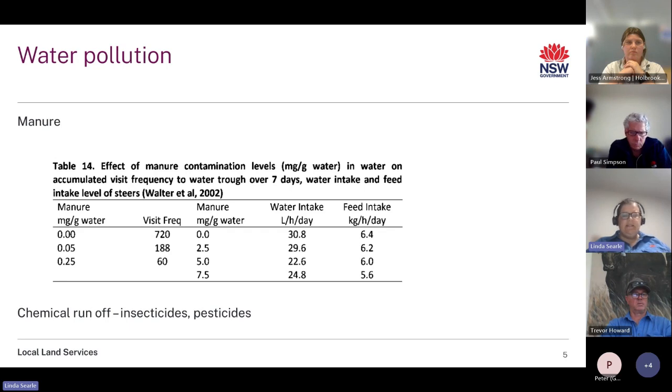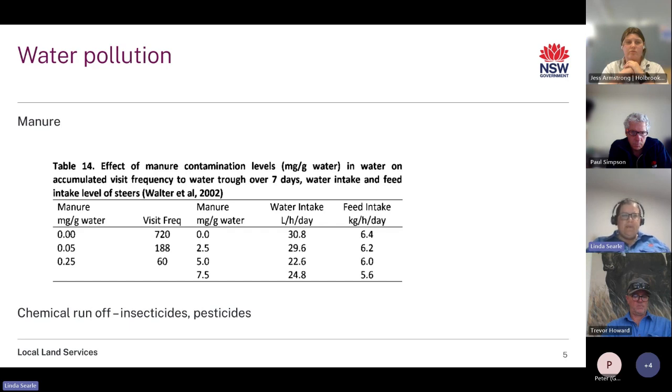So this is your insecticides and your pesticides, something that you might be spraying around the crops. Think about, is that actually going to end up in the water? And whether or not that actually has a health impact on the livestock, it could have a chemical residue impact. So you need to be thinking about that as well.